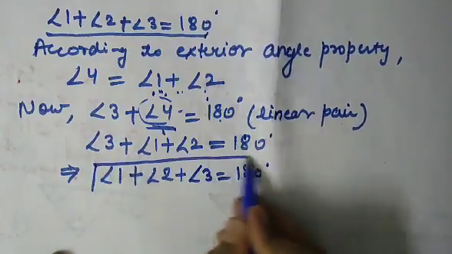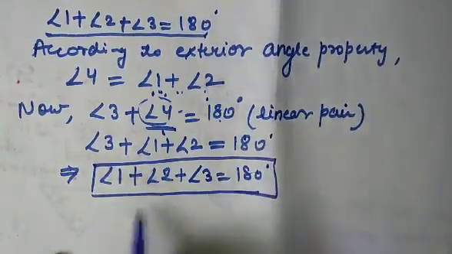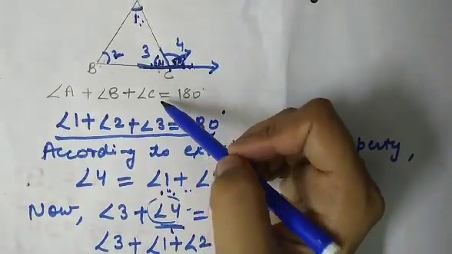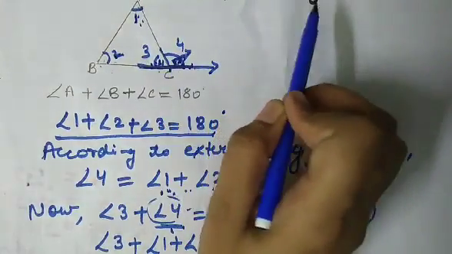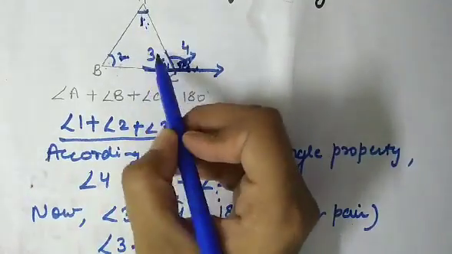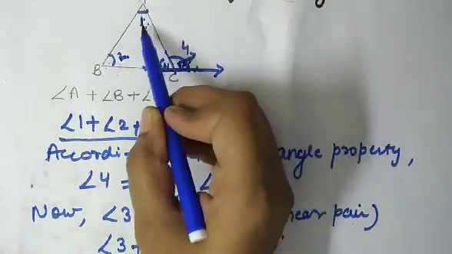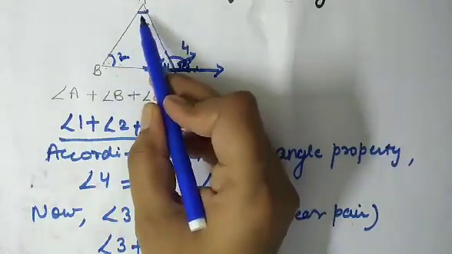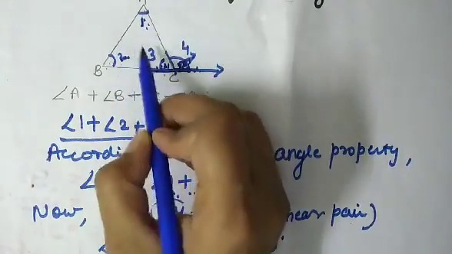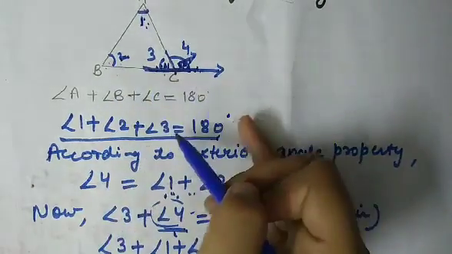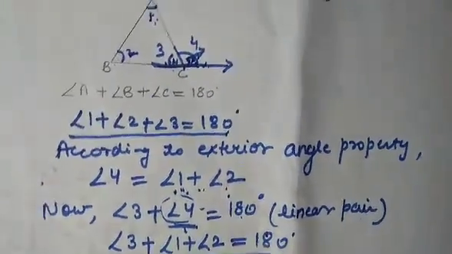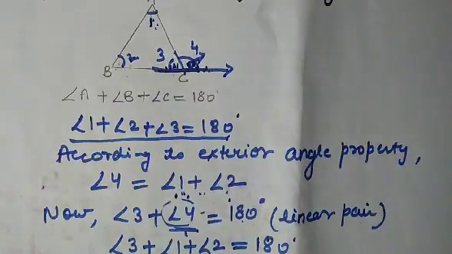This is what we have to prove, and we have proved that the sum of interior angles of a triangle is equal to 180. This is the angle sum property of a triangle. So at last we can say that the angle sum property of a triangle states that the sum of all the interior angles, all the angles that are there, 3 in number, is 180, and the proof we have discussed. So we can say angle 1 plus angle 2 plus angle 3 equals 180.